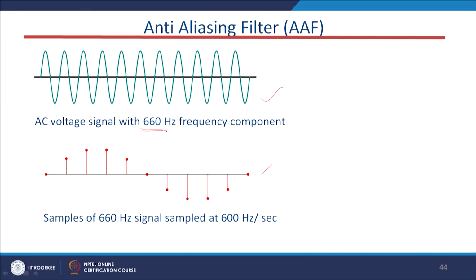This is one more example. This particular waveform has a 660 hertz frequency component, and if you sample this waveform at a rate of 6000 samples per second, we will get a signal like this. This particular waveform will behave just like a 60 hertz signal component. That means this high frequency component will behave like a low frequency component or the fundamental frequency component. This effect is known as the aliasing effect.